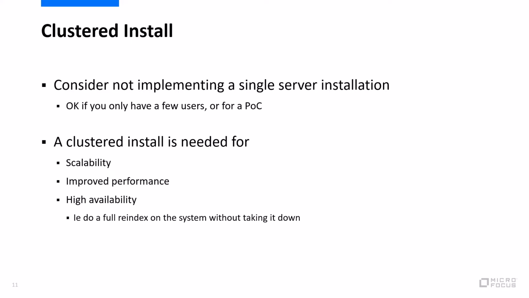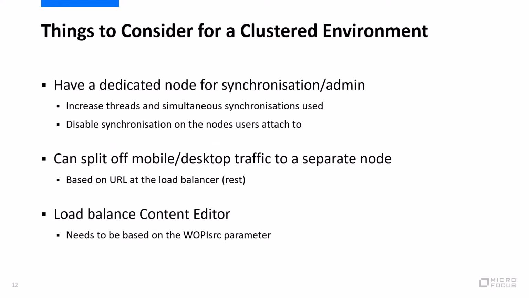So for instance, if you have to do a full reindex on a single server, I've got to take the system down while I do that. On a clustered install, I can reindex one server while the other index server is still working, and then switch over and reindex the other server. Also consider having a dedicated node for file synchronization and indeed administration. And on that one, you may want to increase the number of threads that are used for synchronization. And obviously, if you've got a dedicated synchronization node, disable it on the nodes that your users are connecting to.